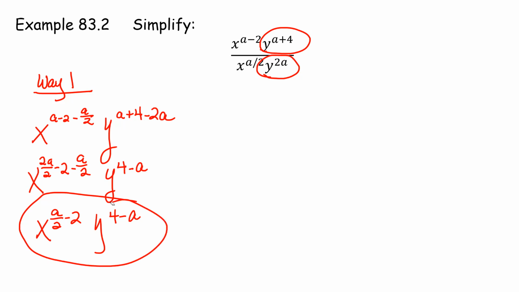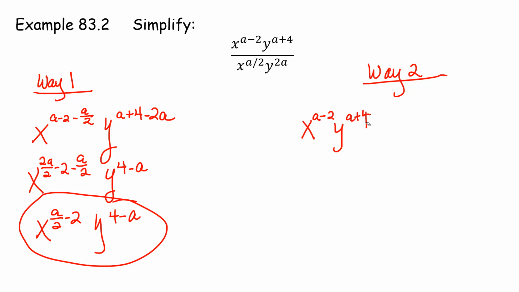So I could do it this way, where I use that rule that says if you divide like bases, you can subtract the exponents. Or I can just bring everything up to the numerator and do it that way. So this will be another way to do it. So I will just bring everything up to the numerator. So I'll have x to the a minus 2, y to the a plus 4, and then I'm going to bring x to the a over 2 up to the numerator and make it x to the negative a over 2. Because if I change the sign on the exponent, I can move that to the numerator.